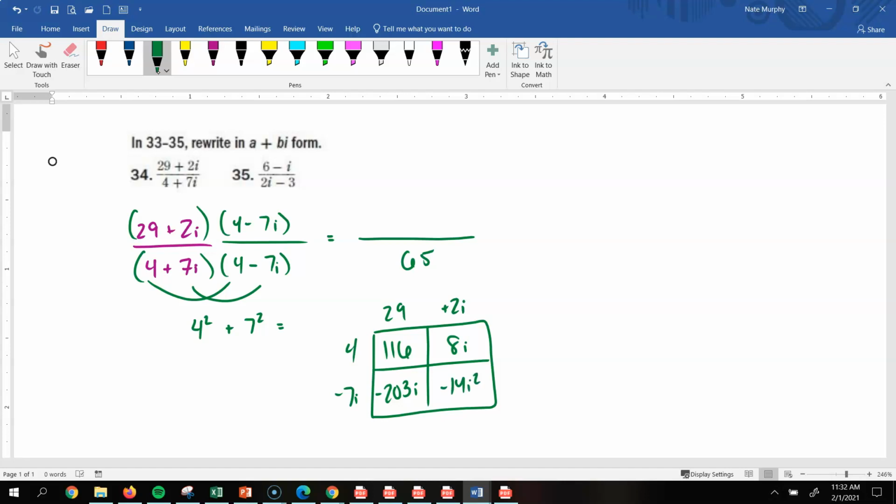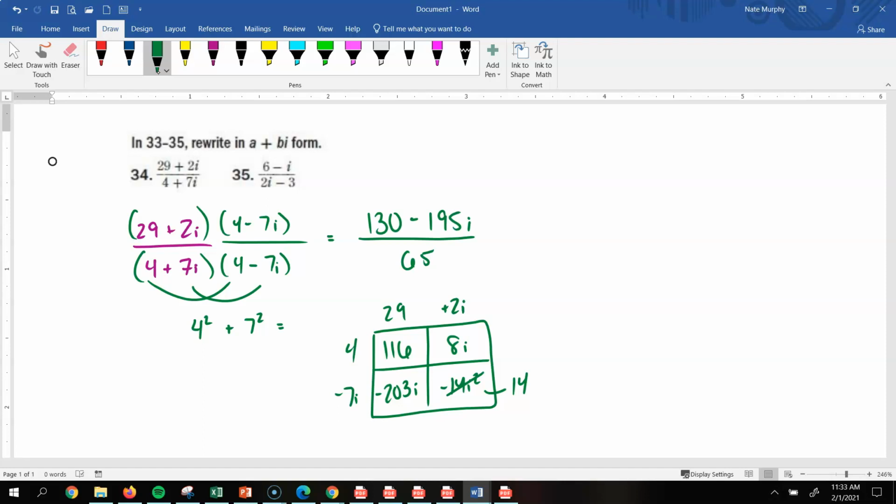Now negative 14i squared, remember i squared is negative 1. So negative 14 times negative 1 would be a positive 14. So now let's combine like terms. 116 plus 14 would be 130. Then we'd have negative 203i plus 8i. That's going to be negative 195i.